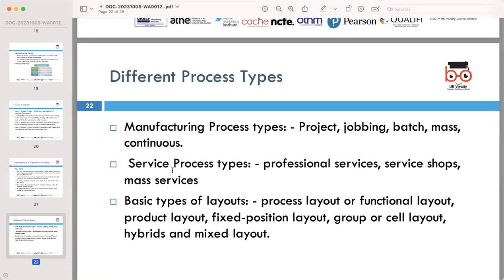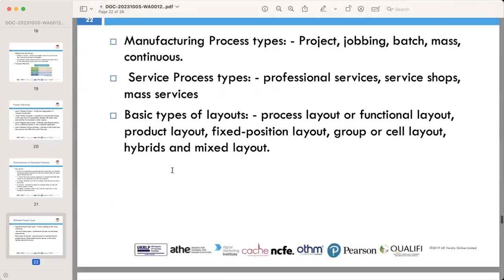Then basic types of layouts refer to basically the physical arrangement of resources within a process. Examples: process layout, product layout, fixed position layout, group or cell layout, and hybrid or mixed layouts. These layouts are chosen based on the specific needs of the operations.